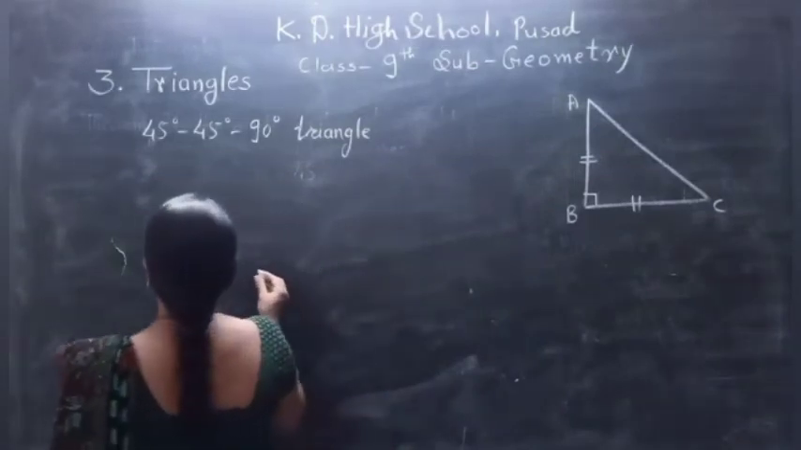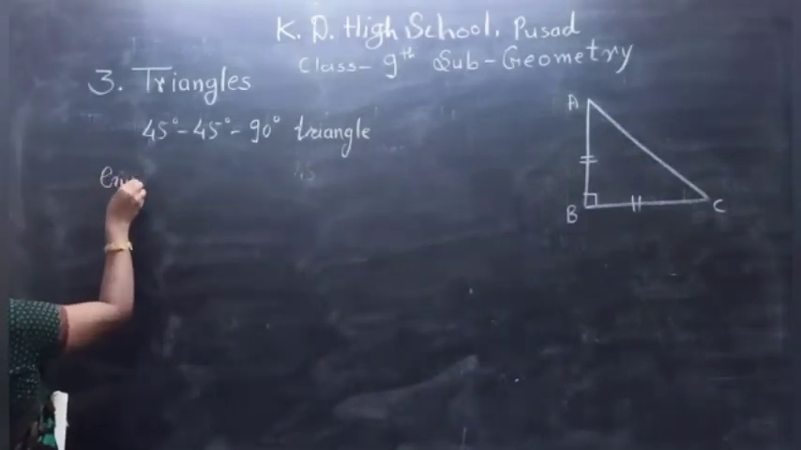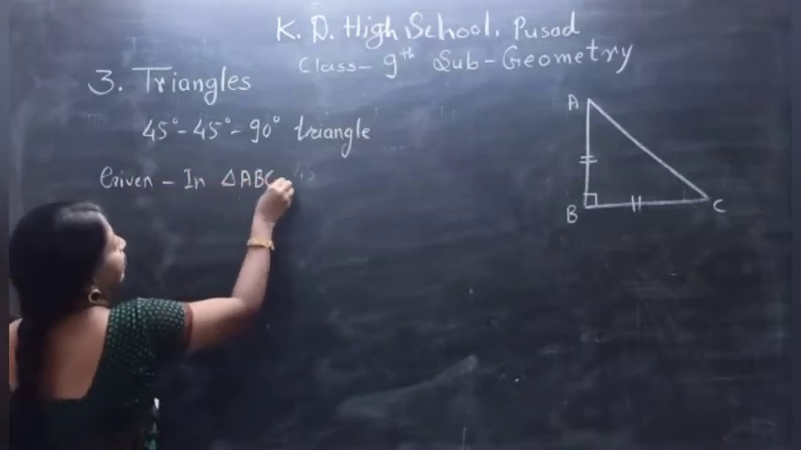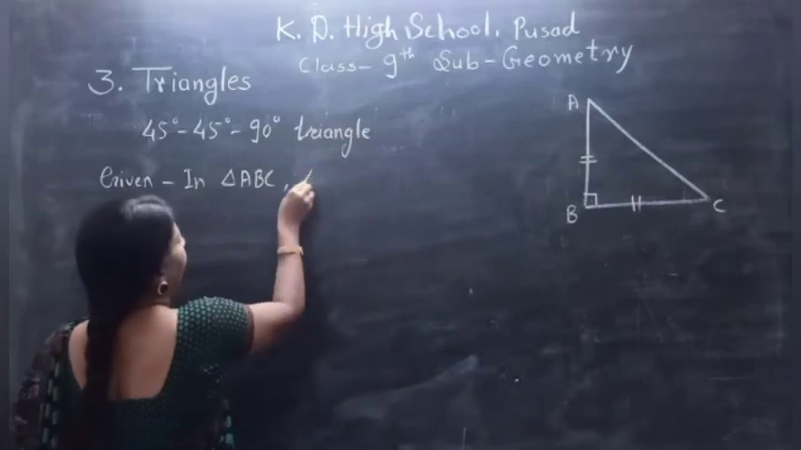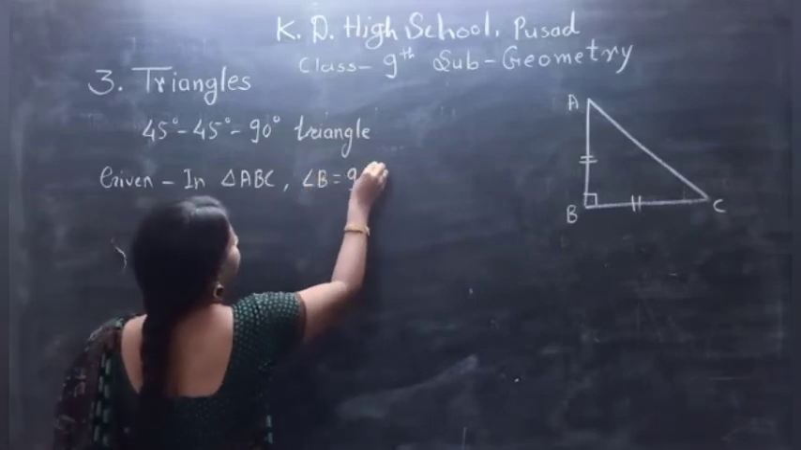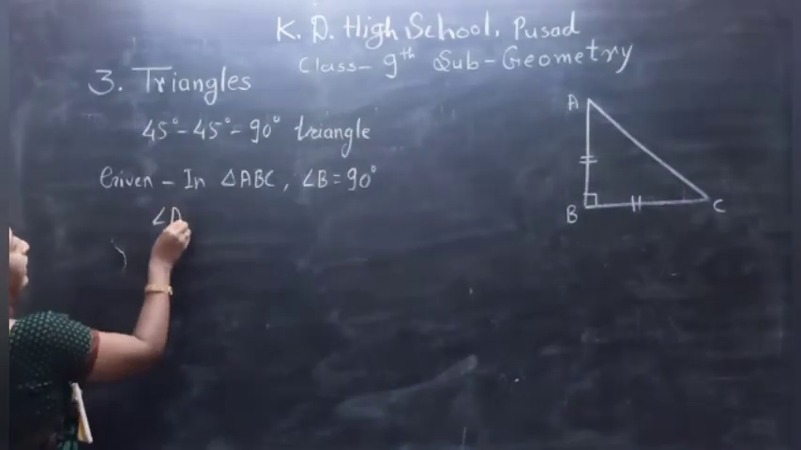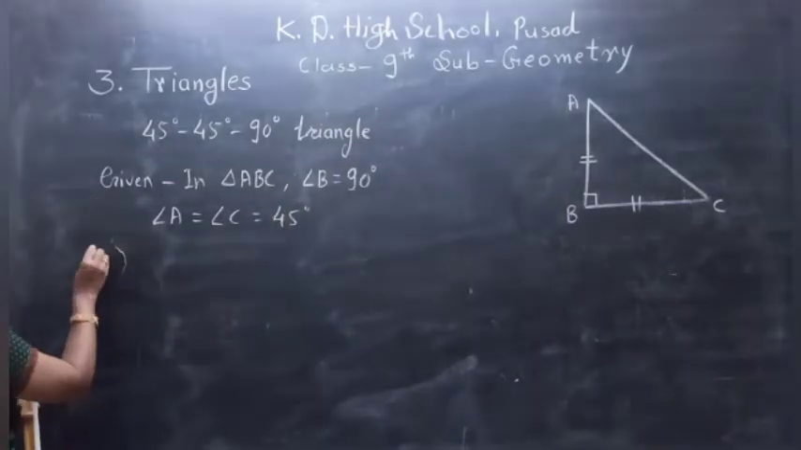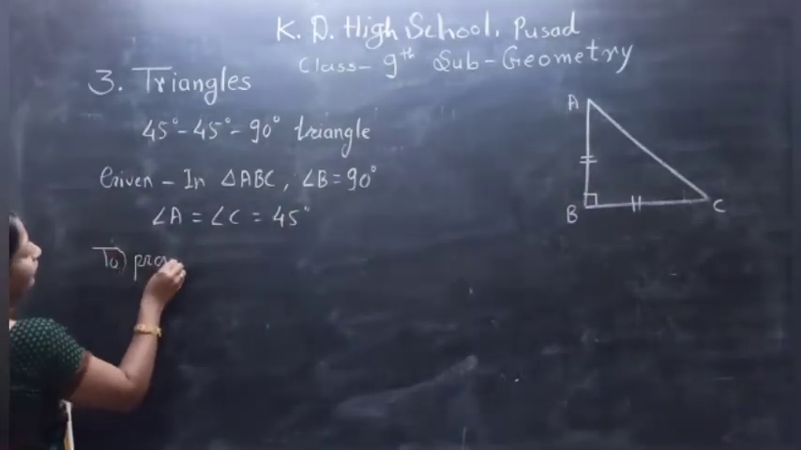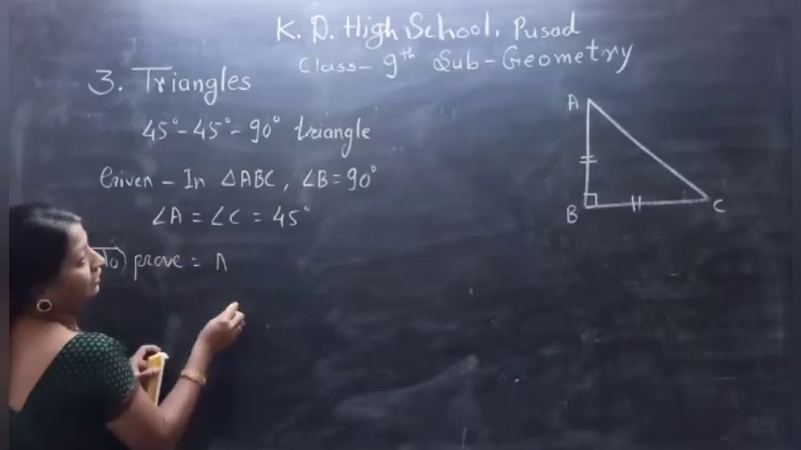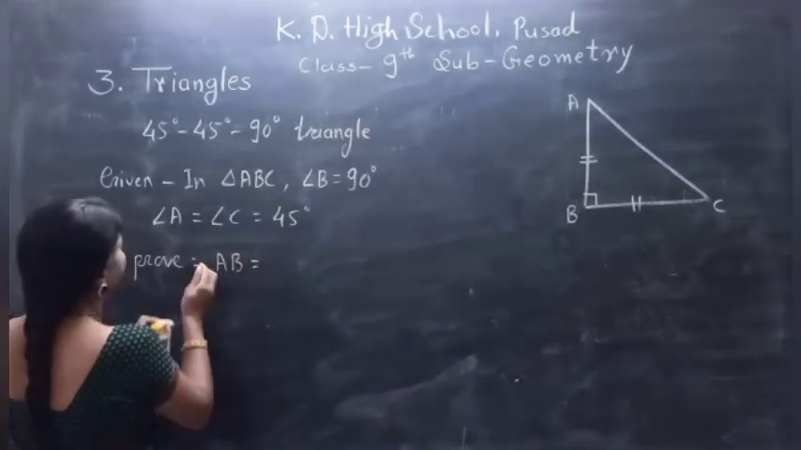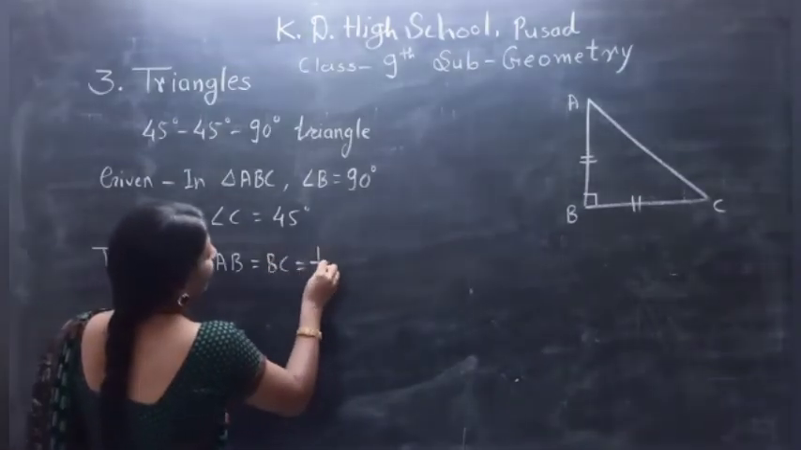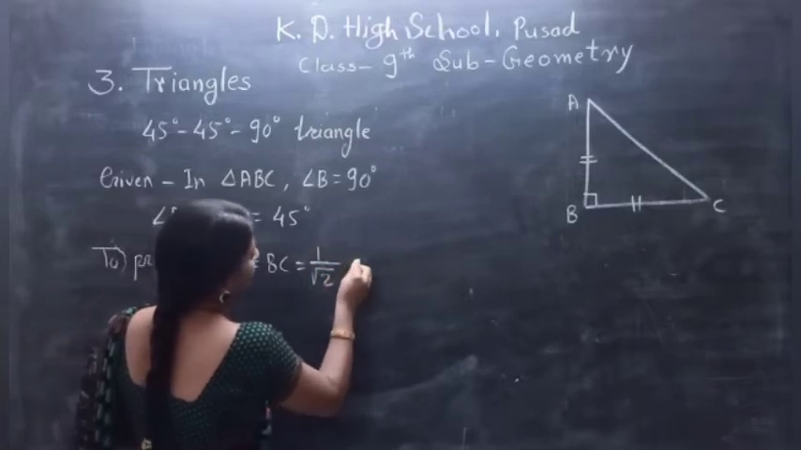So what is the given? Given, we write, in triangle ABC, angle B is equal to 90 degrees and angle A is equal to angle C is equal to 45 degrees. This is our given. To prove, what we have to prove? That AB is equal to BC is equal to 1 by root 2 times the hypotenuse.